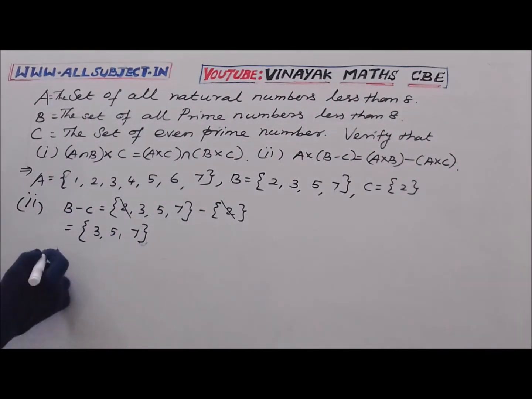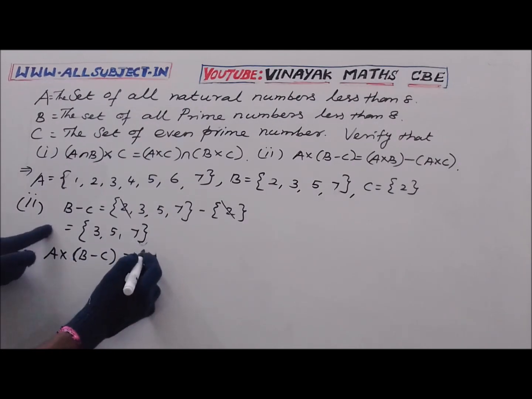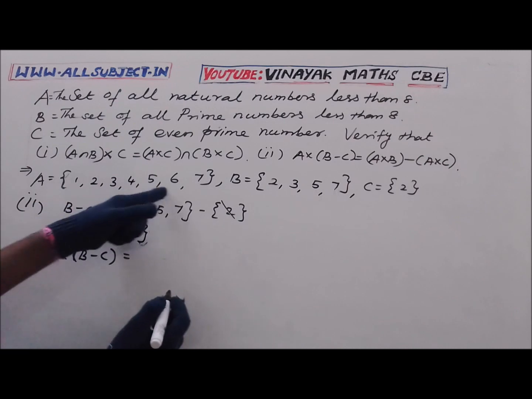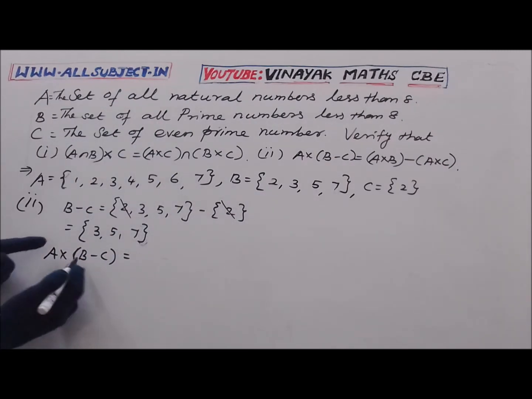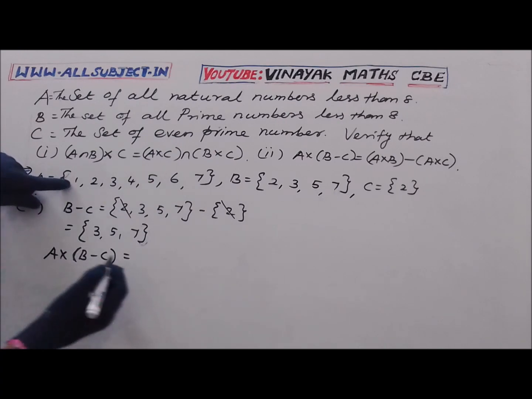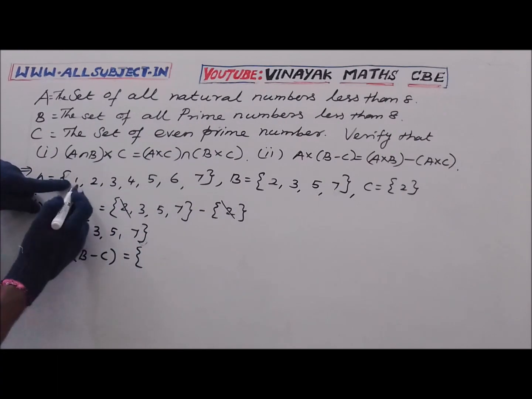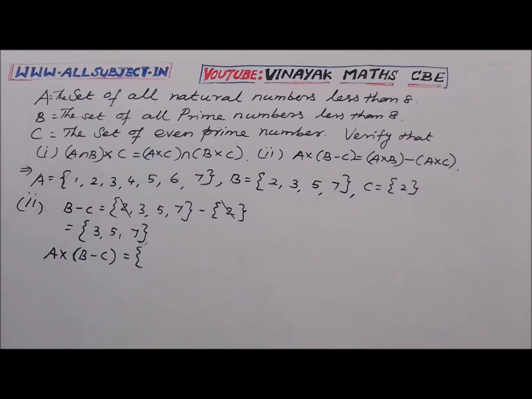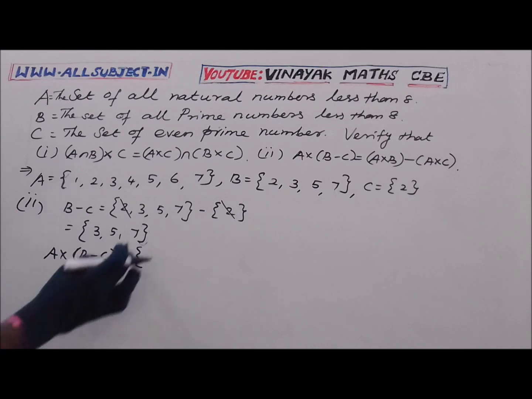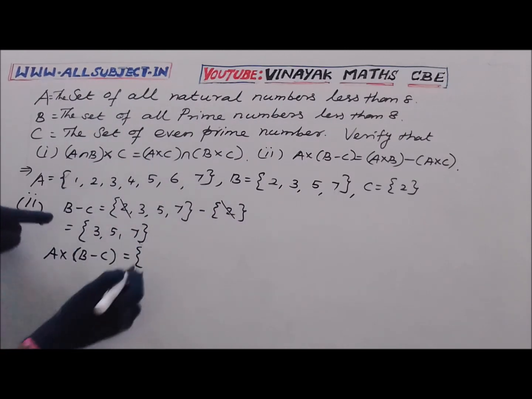Now we need A cross B minus C. So finding A cross B minus C. In A we have 1, 2, 3, 4, 5, 6, 7, and in B minus C we have 3, 5, 7. So applying the cross product of A and B minus C. Here we have 7 elements and here we have 3 elements. So 7 into 3, 21 pairs will be available.